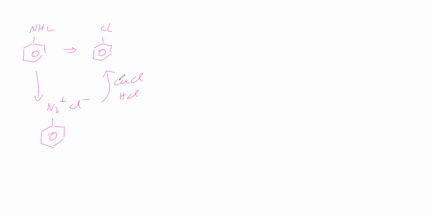Next, how to convert aniline into benzene? Take it for diazotization to get diazonium chloride, then add H3PO2, and we will get benzene. Set. Chlorobenzene from aniline, this is the method.